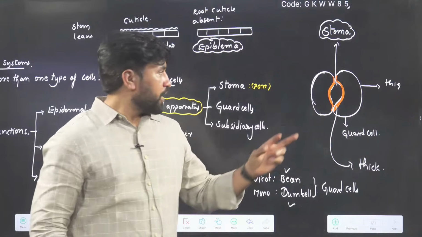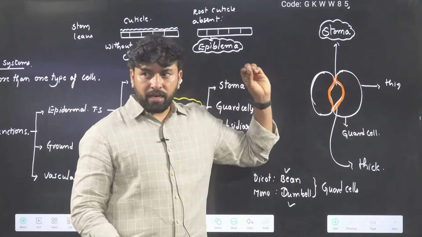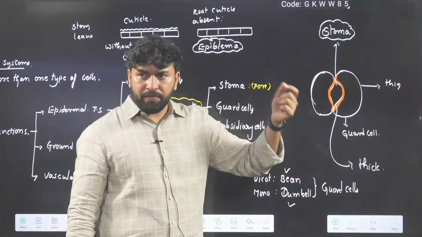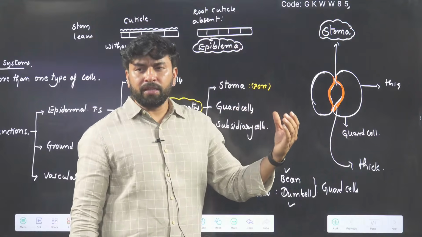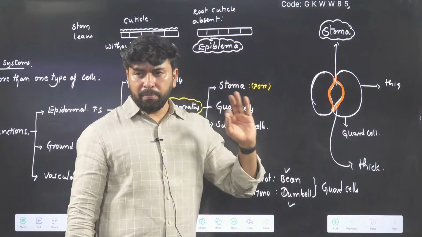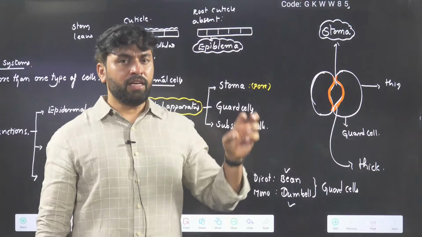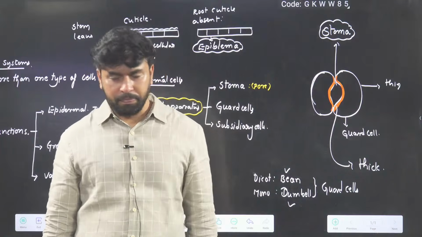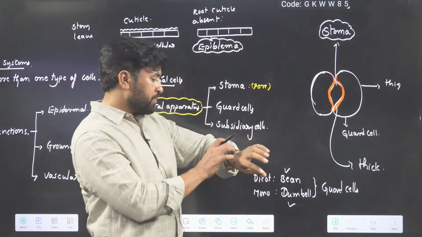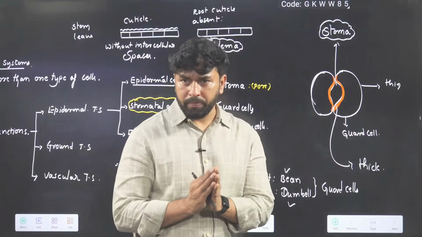So, in order to form stoma between the two guard cells, the guard cells either may be in the form of bean shape or kidney shape. They may be in the form of dumbbell shape. Dumbbell shape is a character of monocot guard cells. Bean shape is a character of dicot. That much simple. Next, you are saying they have a mechanism they can open and close the stoma.